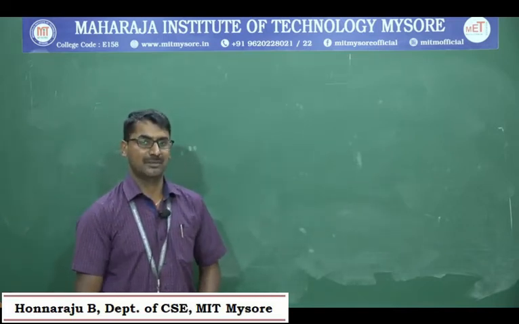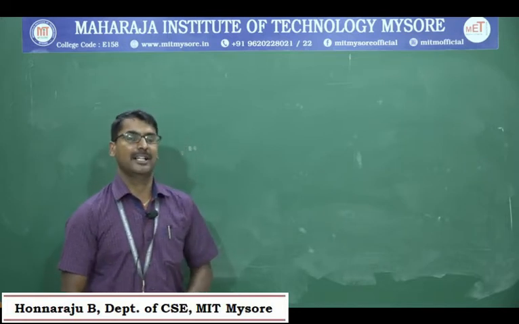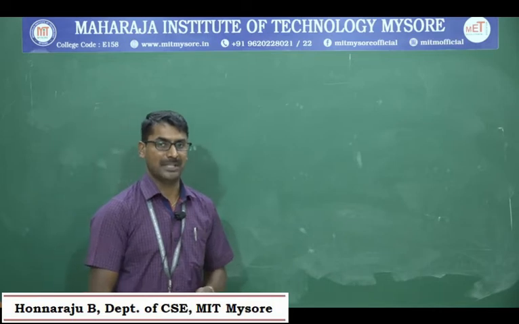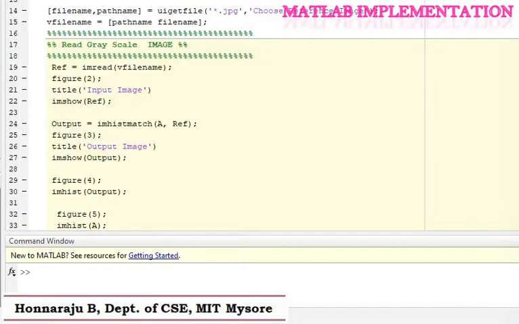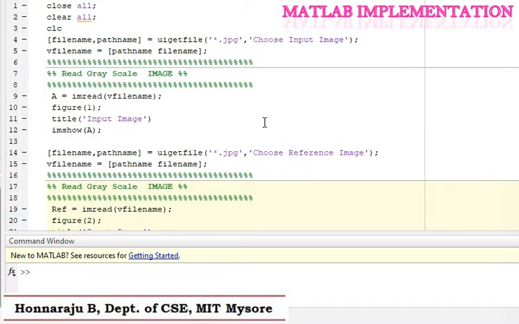Now I have explained the concept of histogram matching for image enhancement. Next I will explain how histogram enhancement is performed through MATLAB implementation. In histogram specification, the image is enhanced based on the reference image histogram. This is the MATLAB code for performing histogram matching. Here we need to give two inputs: one is the input image and the second one is the target image. Based on the target image histogram, the input image will be enhanced.